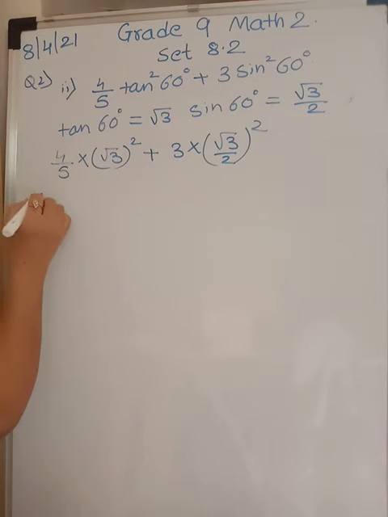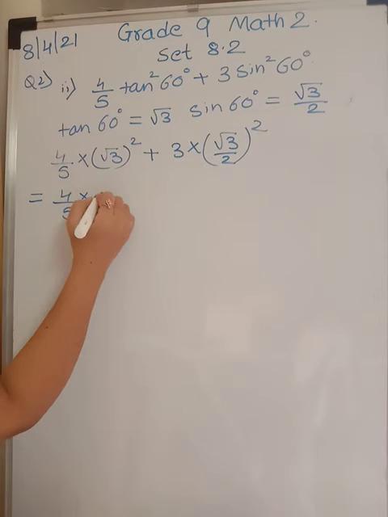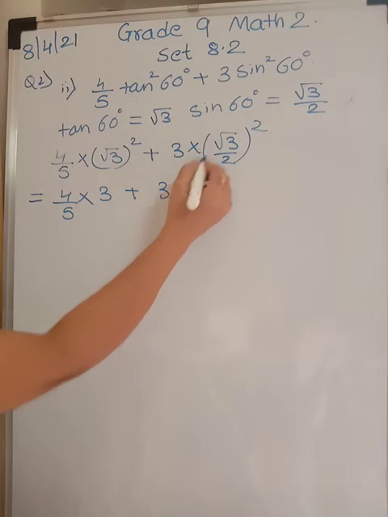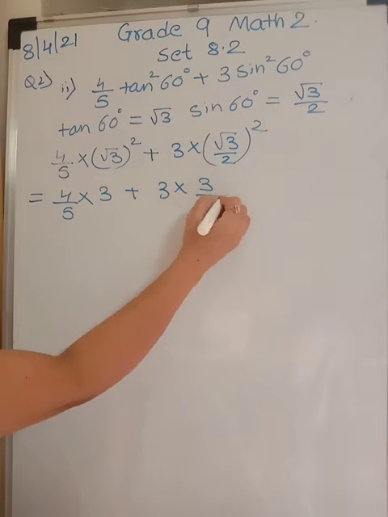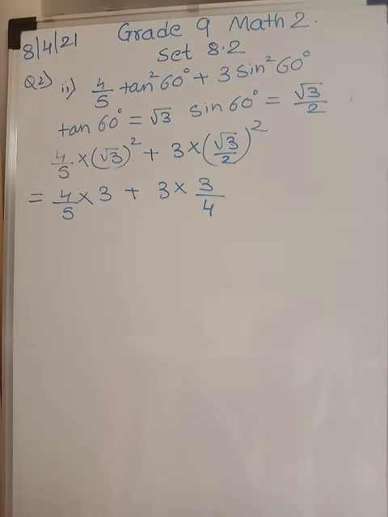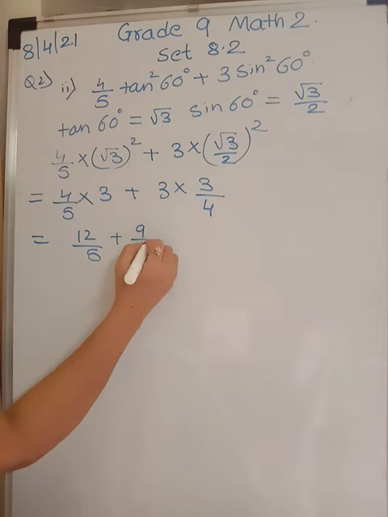Now just expand this. So we have 4 upon 5 into root 3 square. That means root 3 into root 3, root 9 is 3. Plus 3 into root 3 square is 3 upon 2 square is 4. This square is applicable for both the numbers. Alright. So we are left with 4 3s are 12 upon 5 plus 3 3s are 9 upon 4.